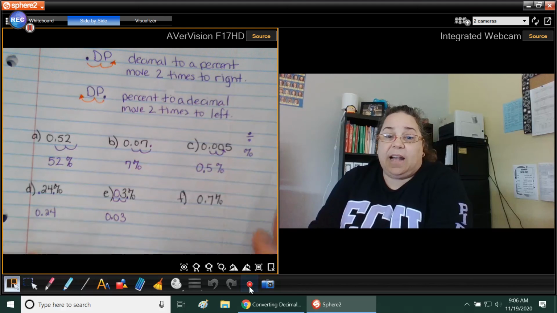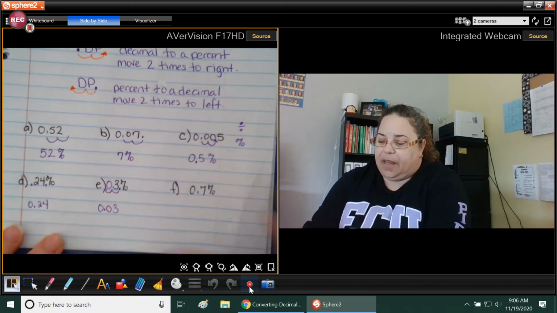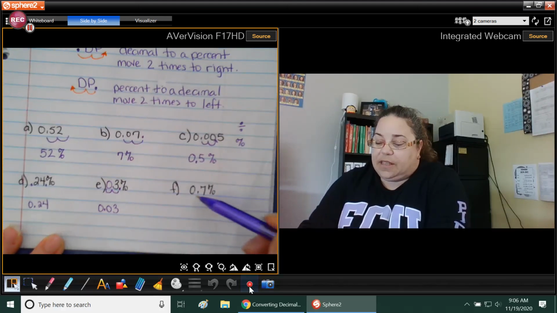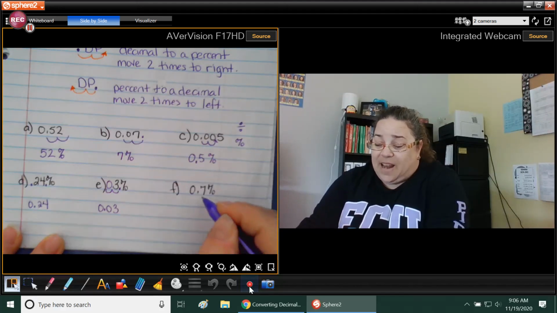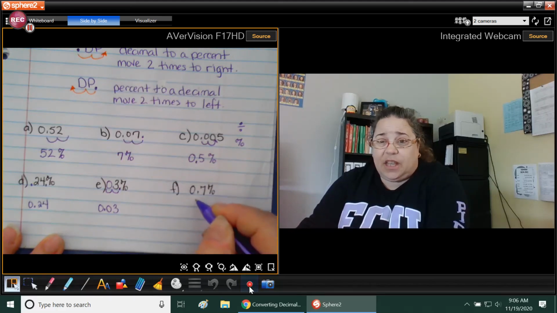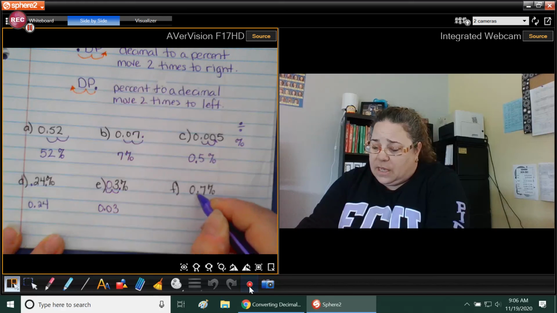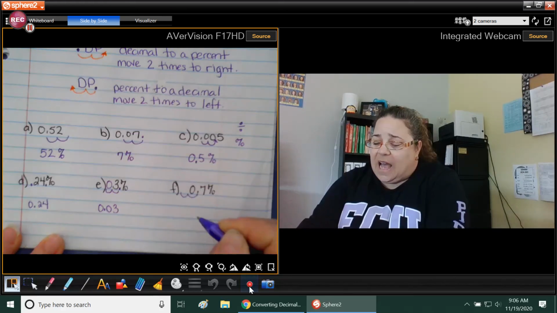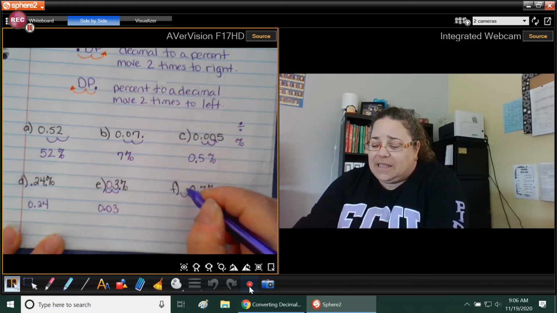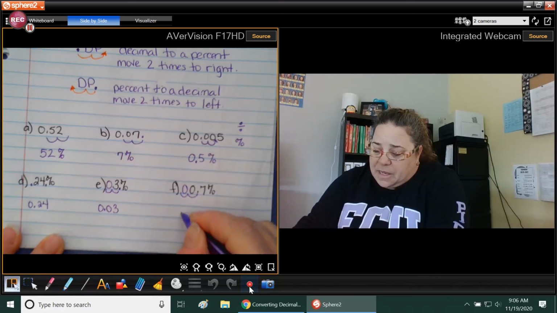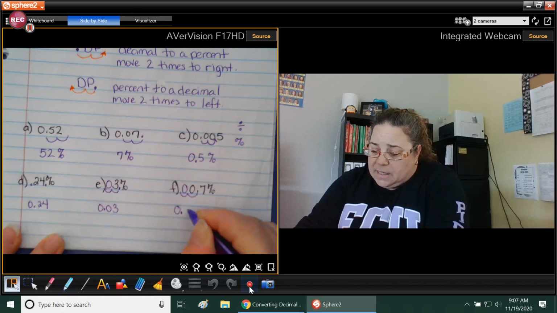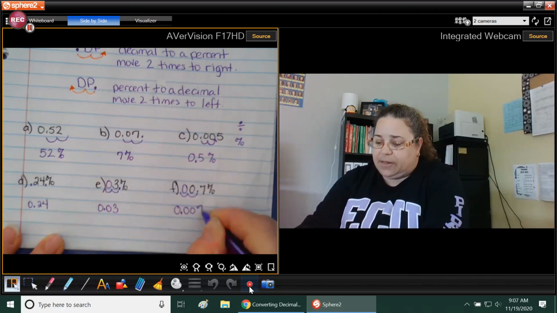All right, last one. I have 0.7. So I do have a decimal in this number. So now I know it's not a whole number. There's no whole number there, but I still have to move to the left twice. So I've got to go 1, 2. I know that means I have to add a 0 in front of my number, and my decimal now becomes 0.007.